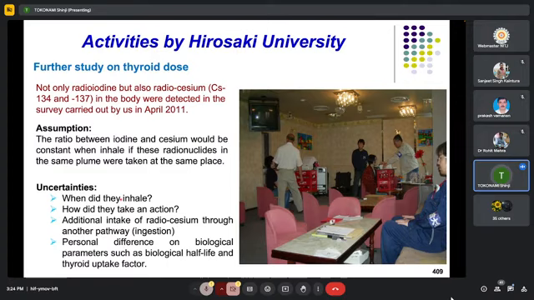When did they inhale? How did they take action? Additional intake of radiocesium through another pathway by ingestion. Personal difference on biological parameters such as biological half-life and thyroid uptake factor.